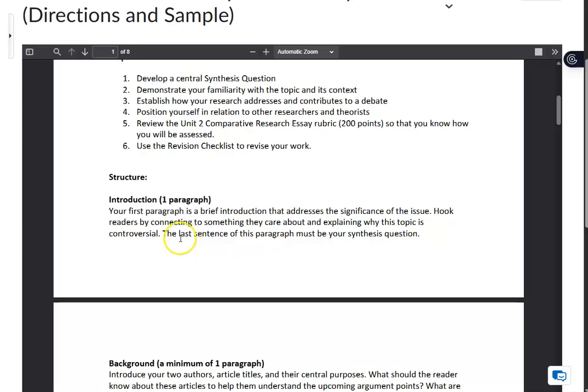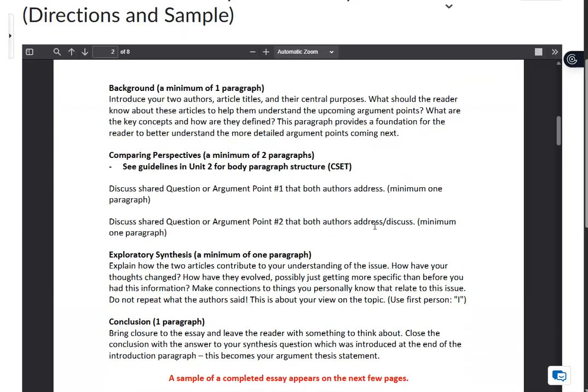The introduction, the one thing I want you to notice is something that a lot of you online students skip. The last sentence of the introduction for the Unit 2 essay should be a synthesis question. Please make sure to give me a synthesis question, because that is very important. If you do not, I know that you weren't paying attention, okay? I also know who did and who didn't watch the video, so I'm going to see a lot of statements here.